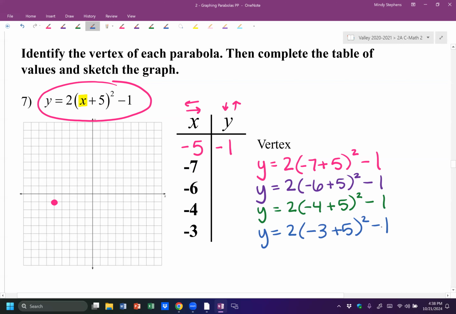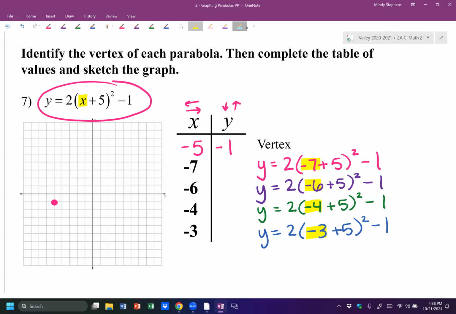I do want you to write this so I can see what you're doing. You'll notice this is the only number that changes in each one of these. The rest of the equation stays. That's where the x was of the original equation. I just changed the x value only. Everything else stayed. Now I'm going to take one of these at a time.